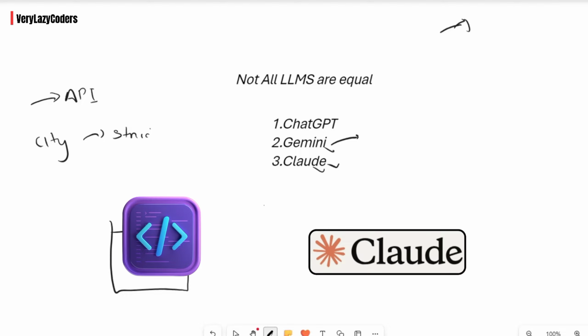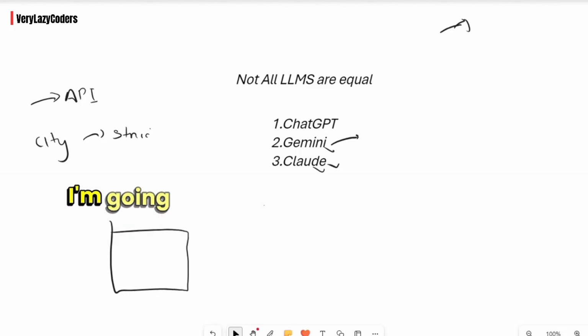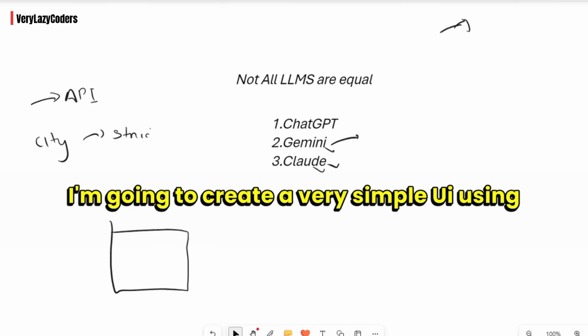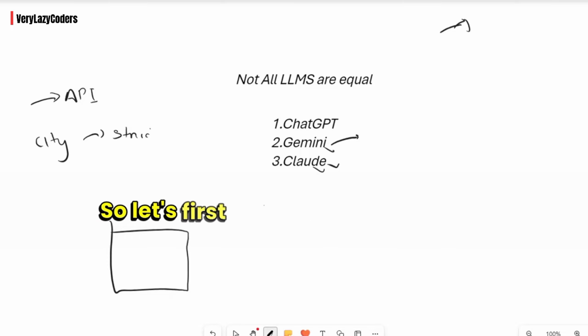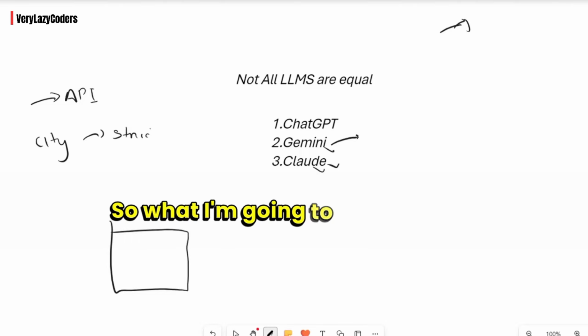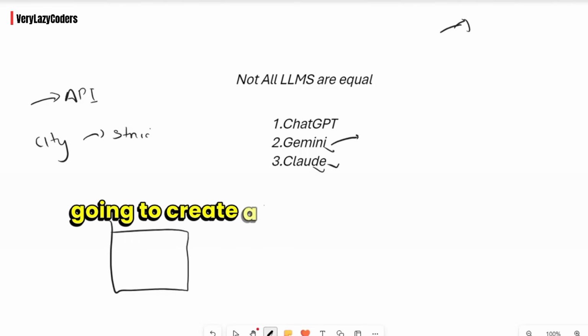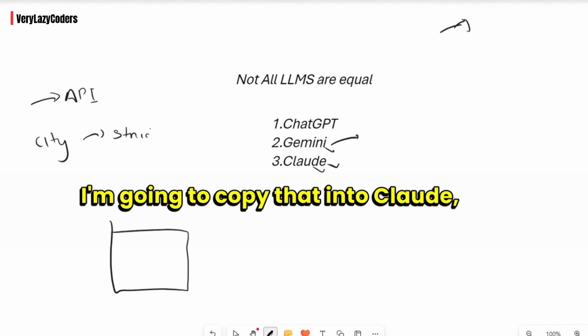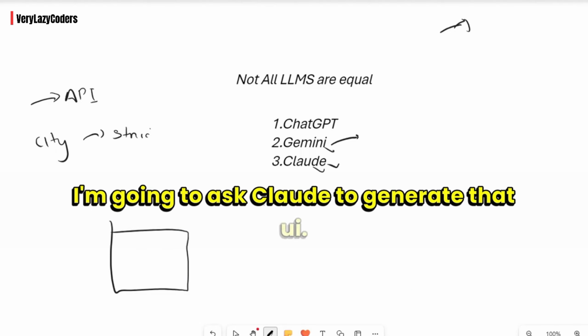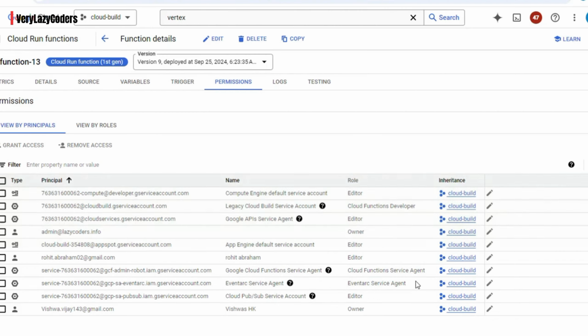So in this example, it's going to be a very short video. I'm going to create a very simple UI using Claude, and I'm going to show you how that is done. So let's first create a very simple UI. What I'm going to do first is create a UI using Paint, and then I'm going to copy that into Claude, and then I'm going to ask Claude to generate that UI. So let's see how we can do that.